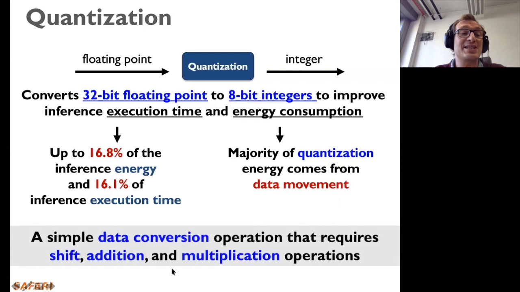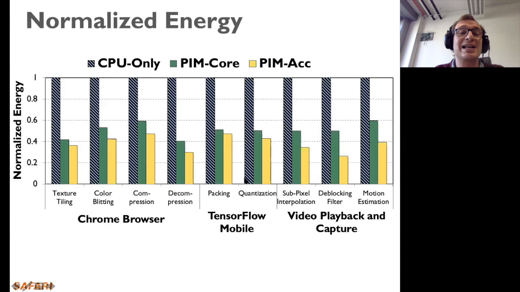It's a simple data conversion function that requires shift, addition, and multiplication operations. Again, it's very suitable for being offloaded to the logic layer of 3D stacked memory without a lot of thermal issues. Okay, so the process is basically going and identifying many of these functions. Packing and quantization, you can see over here. What are the other functions? Compression and decompression. I'm going to briefly talk about this later.